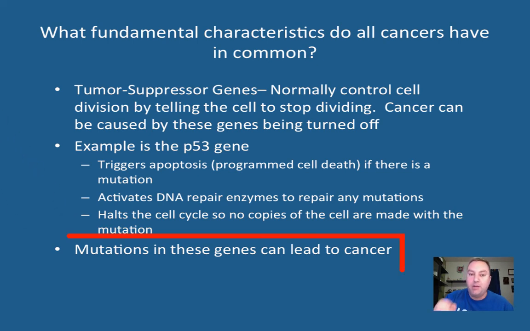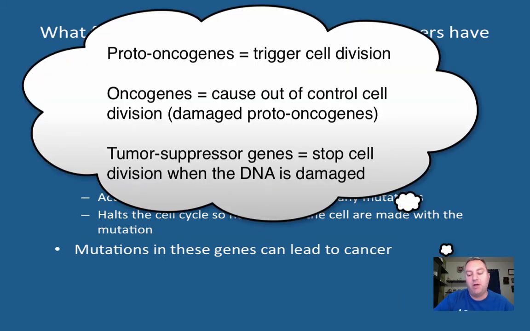All right. Now, mutations to p53 or any of the tumor suppressor genes will lead to cancer because you don't have these natural checks on any kind of damage to the DNA. So your proto-oncogenes will trigger cell growth, and then your proto-oncogenes can become oncogenes, and that will become out of control cell growth, and the tumor suppressor genes work in the opposite direction in order to keep cell division from getting out of control.